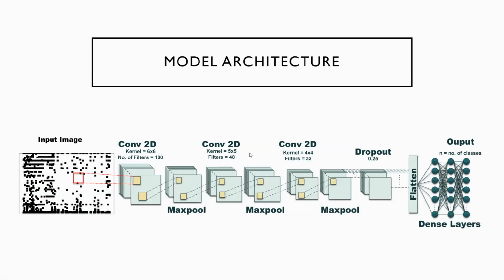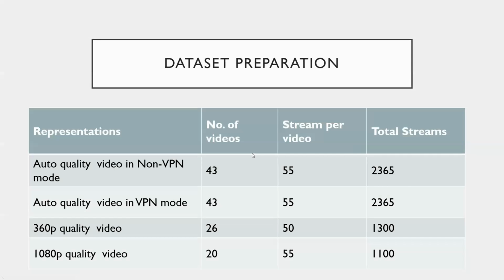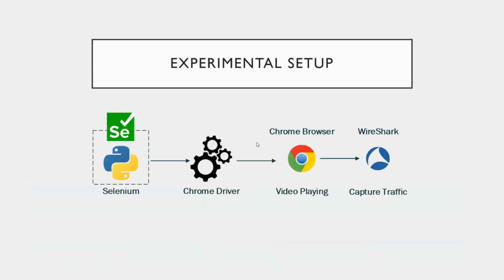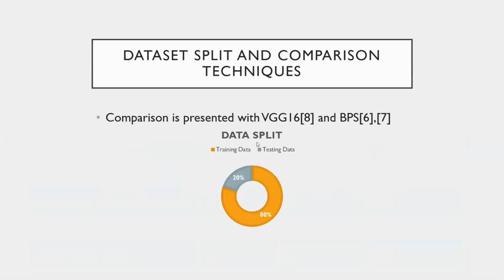Anyhow, the data set we have is with different qualities, such as auto quality or different qualities like 360 and 1080p as well. So what we are trying to do here is use Python, Selenium, and Chrome driver in the Chrome browser to play the video and use Wireshark to capture those videos as well. Once we have captured it, we are able to get our data set into a format where we can divide 80% for the training and 20% for the test.